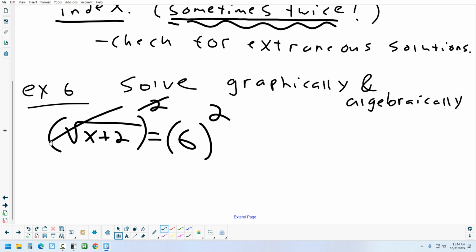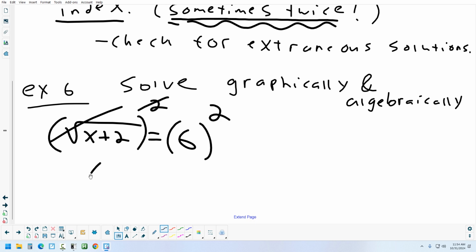Squaring and square rooting cancel. It's like raising something to the 1/2 to the second. If you raise to the 1/2 to the second, it's like now you're just raising to the first power because you multiply them together. So what do we end up with after we do that on each side?